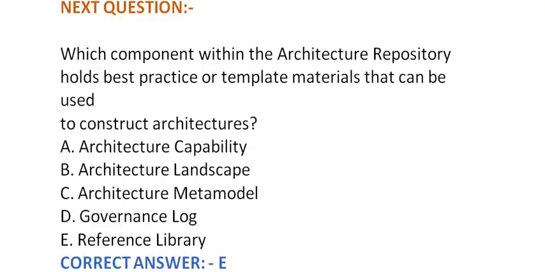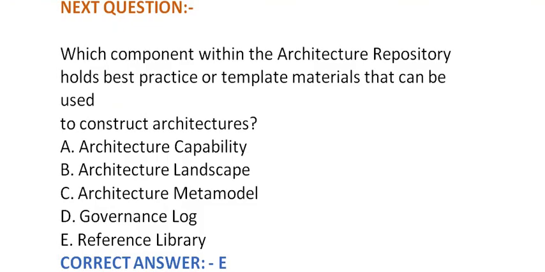Now moving to the next question. Which component within the architecture repository holds best practice or template materials that can be used to construct architectures? Option A, architecture capability. Option B, architecture landscape. Option C, architecture meta model.